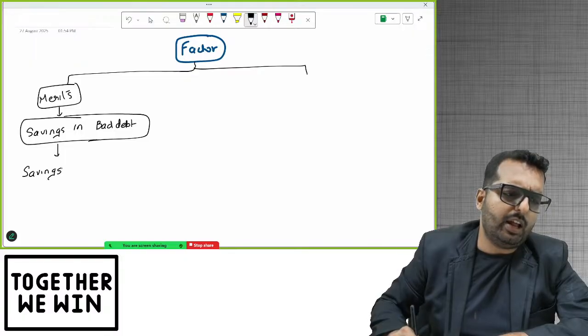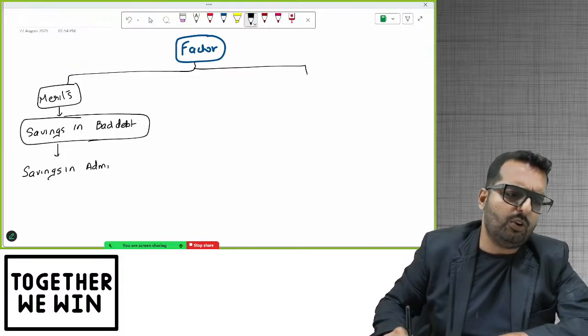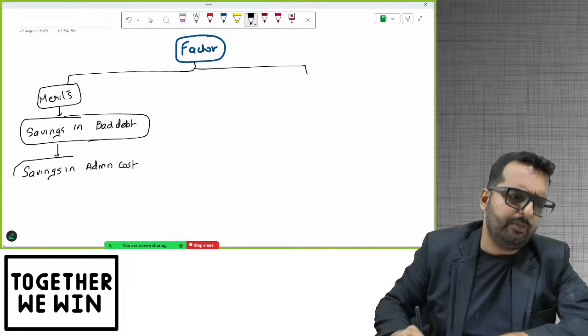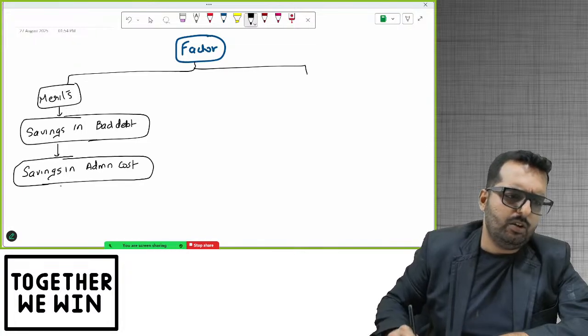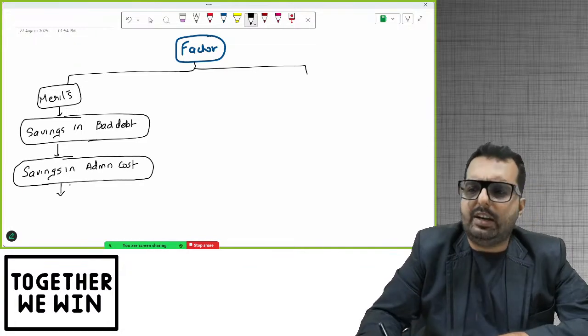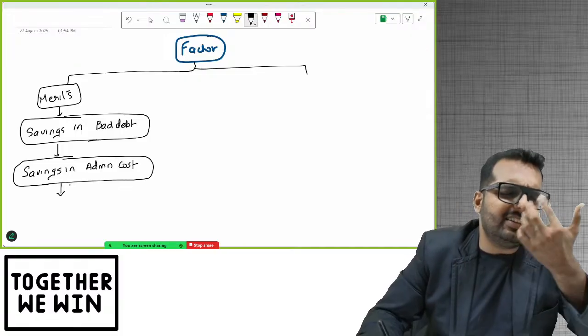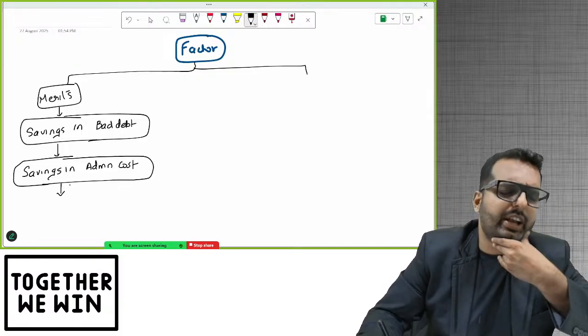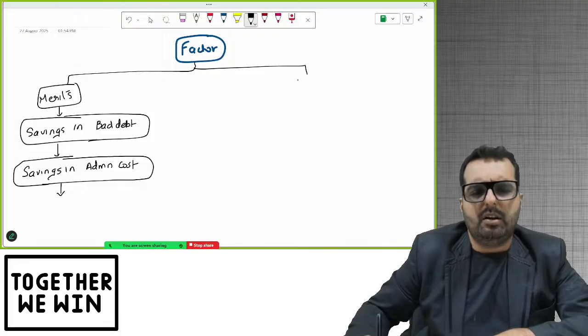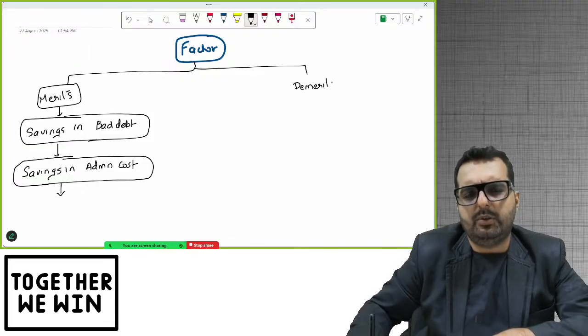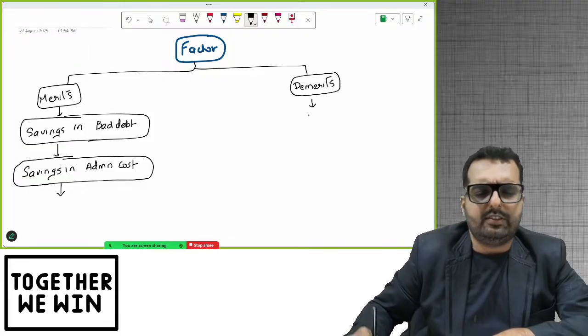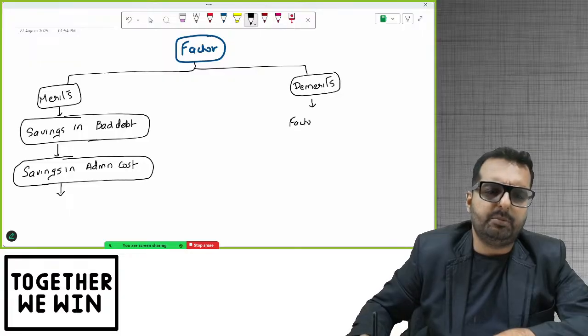Same way you are having savings in administration cost. I think these are the major two advantages that you get when you are going for a factor. But what are the demerits of a factor? Can you tell me? First demerit is you have to pay a factoring commission.